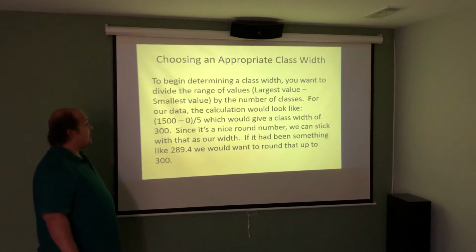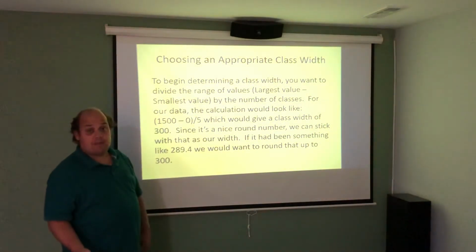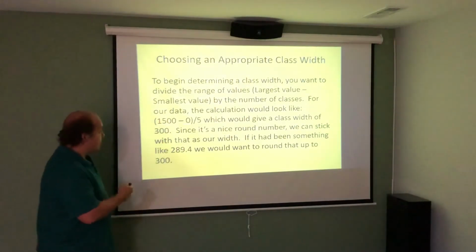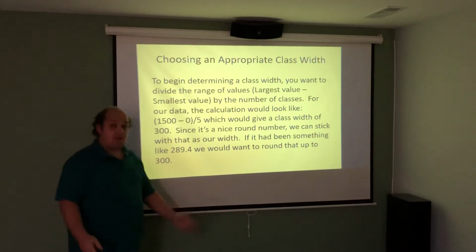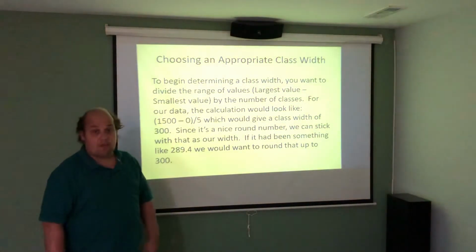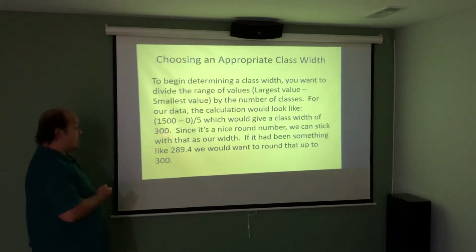To begin determining the class width, you want to take the range of values, largest minus smallest, and divide it by the number of classes. So when we looked at our data, 0 was the least amount of money somebody made, 1,500 was the most. That's where I'm getting this 1,500 minus 0. Largest number in my data set minus smallest number in my data set. Divided by 5, again, I just decided I want to have 5 classes because I feel like it's a nice clean number that I've used in the past. That would give me a class width of 300. 1,500 minus 0 is 1,500. If I then divide by 5, I get 300.